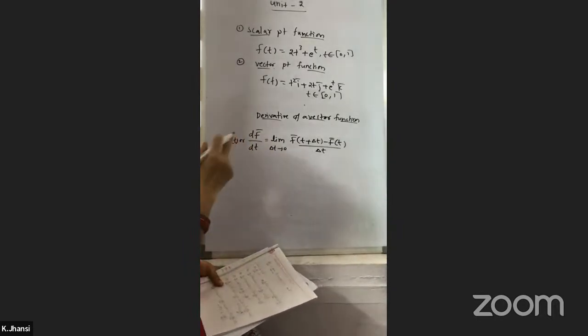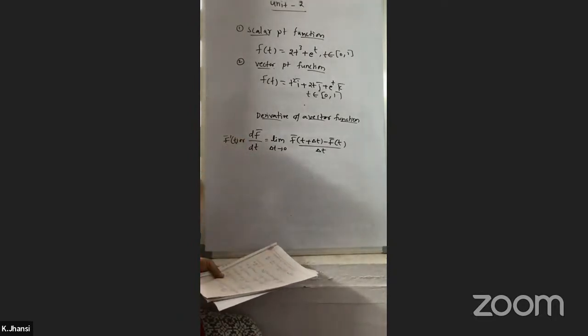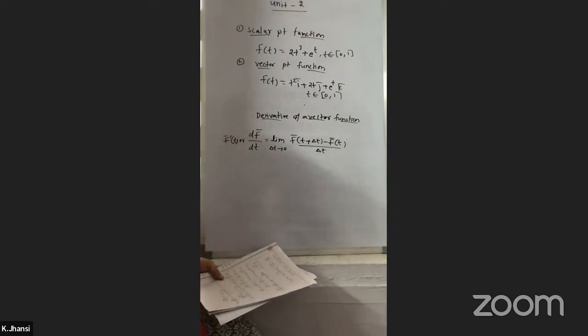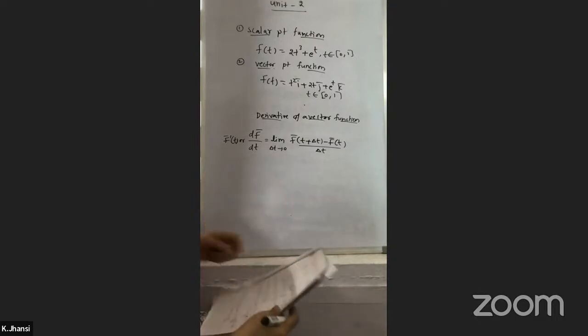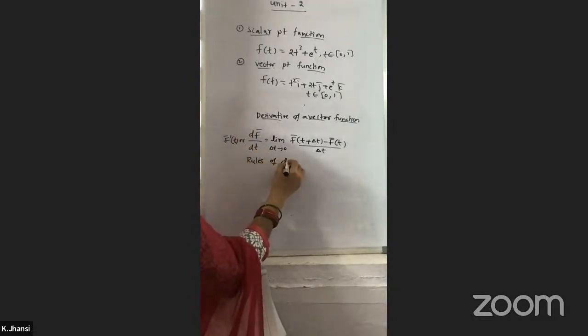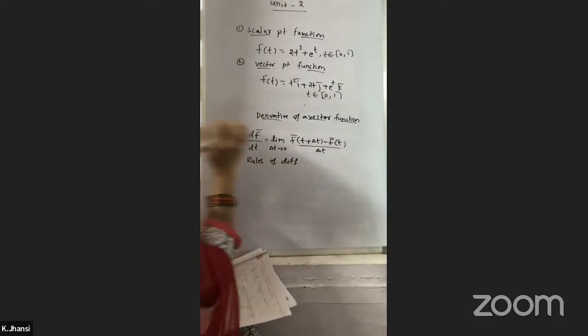We'll write normal f dash of t here, and above it you will have the sign of the vector. So f dash of t or df by dt bar is called the derivative of a vector function. And for this derivative of a vector function, there are some rules. You will get these for the objective type. Rules of differentiation.